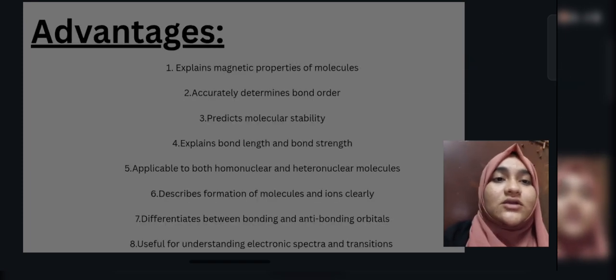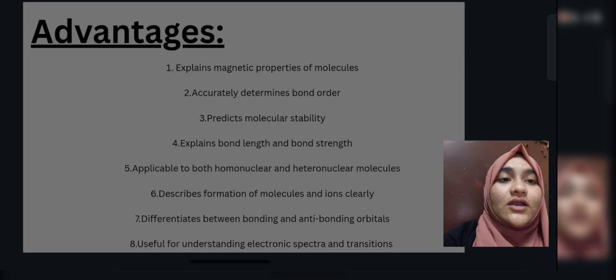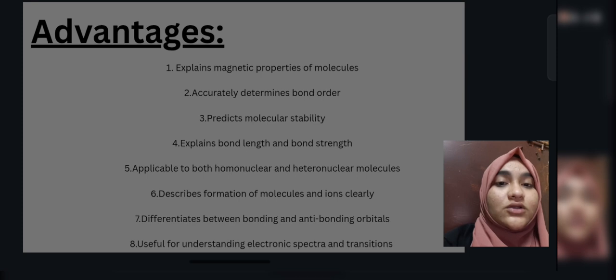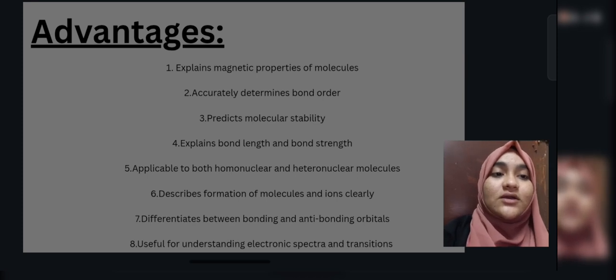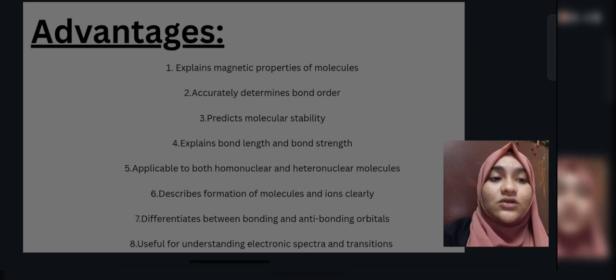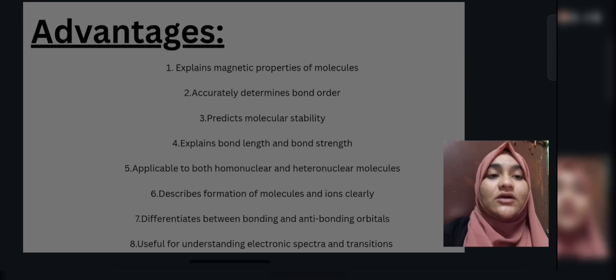Next, advantages. It explains the magnetic properties of the molecules, accurately determines bond order, and predicts the molecular stability. It explains bond length, and it also explains the bond strength. It is applicable to both homonuclear and heteronuclear molecules, and describes formation of the molecules and ions clearly. It differentiates between bonding and anti-bonding orbitals very clearly, and it is useful for understanding electronic spectra and transitions.